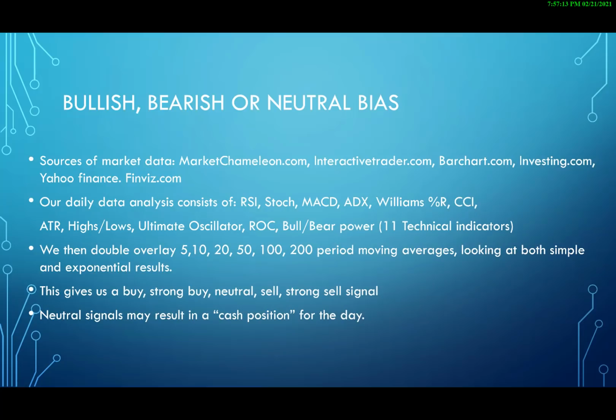consists of about 11 technical indicators that we look at. So when you say, well, how are you saying that the market is bullish, bearish, or neutral? Well, this is what we're looking at. We look at 11 technical indicators. We look at the RSI, stochastics, the MACD, ADX, Williams percentage R, the CCI, the ATR, the highs and lows, the ultimate oscillator, the ROC, the bull bear power index. All of these 11 indicators are what we use.